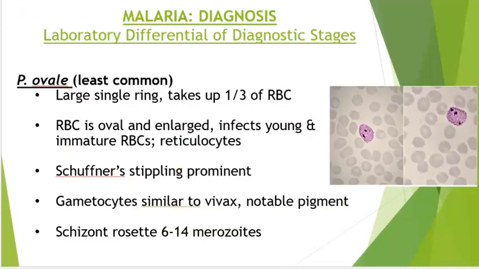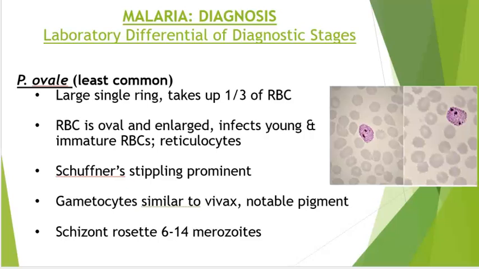The last species of Plasmodium that we're going to talk about is ovale. It's least common. This one has a single ring and it takes up about 1/3 of the red blood cell. Ovale affects the young and immature and even reticulocytes.